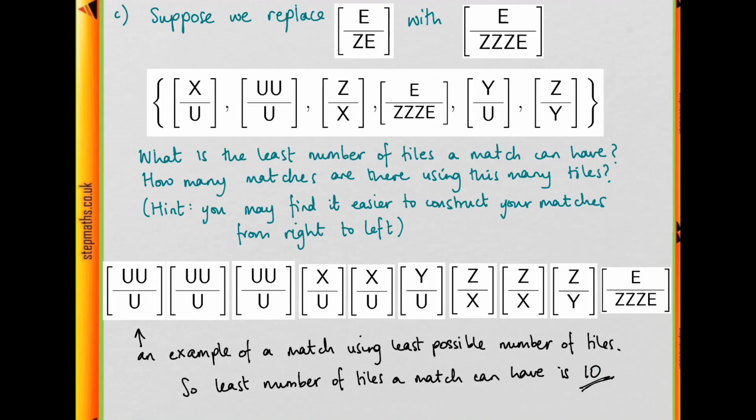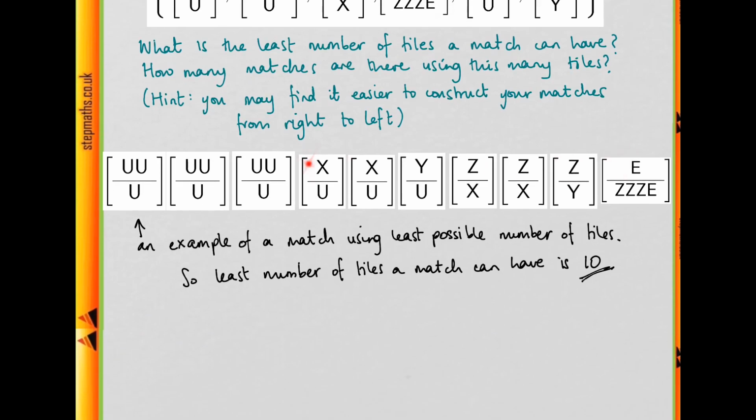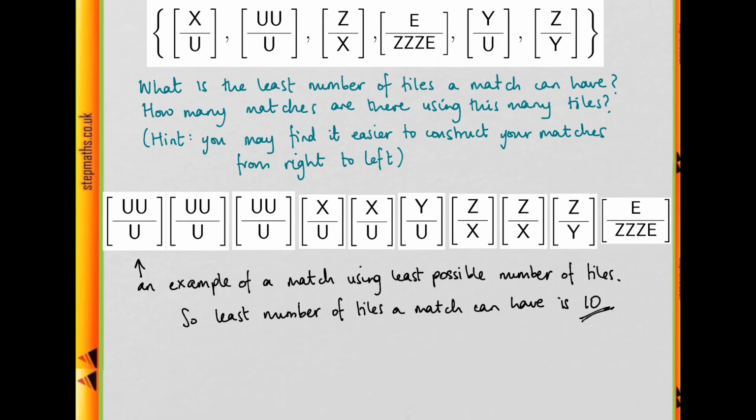Okay, so now we just need to work out how many matches there are using 10 tiles. So let's think about what we could have done differently when we were making this match in order to get a different match. Well, the only time when we had any choice of the cards that we use were when we were choosing these 3 here.